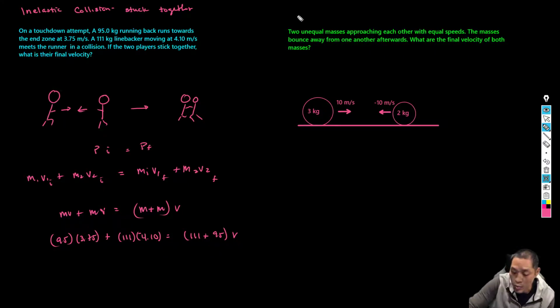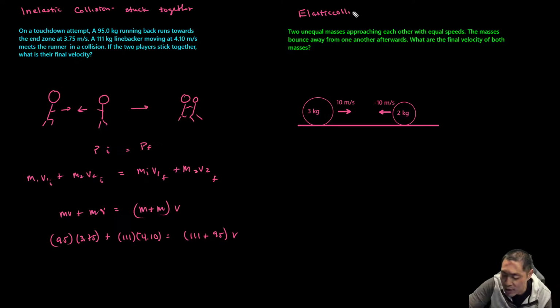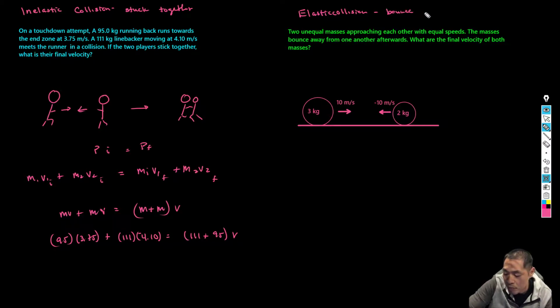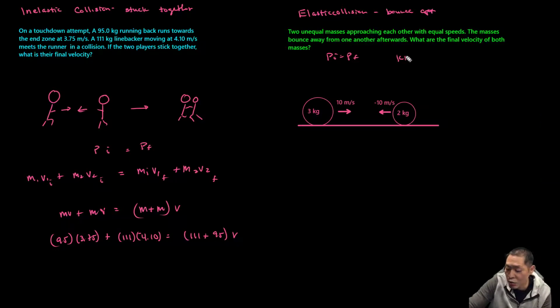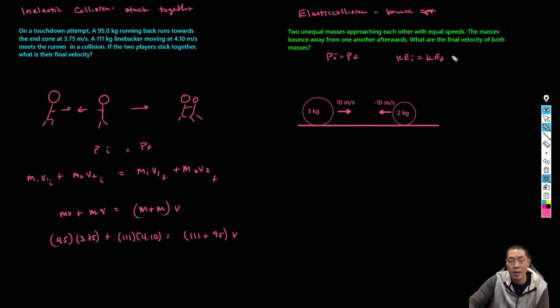Now I kind of want to do something called elastic collisions. And we talked briefly about it. We said that they bounce apart. And I also said that both momentum is conserved and also kinetic energy is conserved. So that's nice. Why would we need it? And you'll see really quickly.